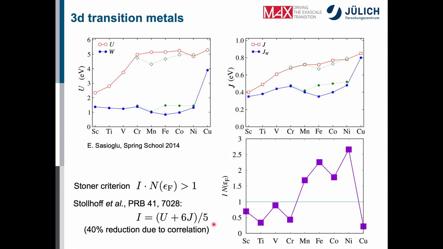In fact, if we use the calculated U and J parameters and evaluate the left-hand side of the Stoner criterion, we find it to be fulfilled for the materials that are known to be ferromagnetic: manganese in the high-temperature phase, iron, cobalt, and nickel.